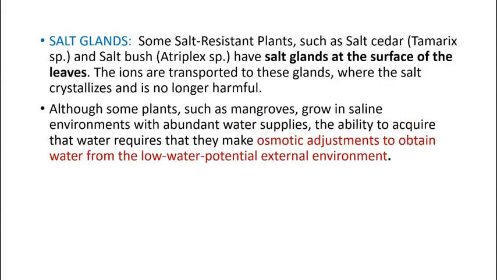Next we discussed that in group 2, halophytes and non-halophytes, they lack salt glands. So we need to know, there must be curiosity in the mind, what are salt glands? Some salt resistant plants such as salt cedar and salt bush have salt glands on the surface of their leaves. Once these ions are inside the cell, they are transported to these glands. Once transported to these glands, the salt crystallizes and is no longer harmful.